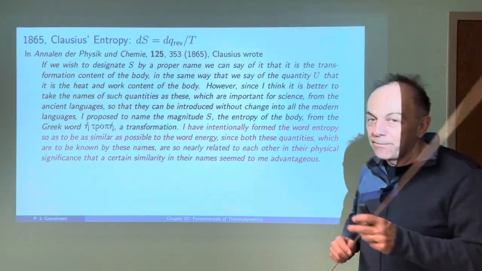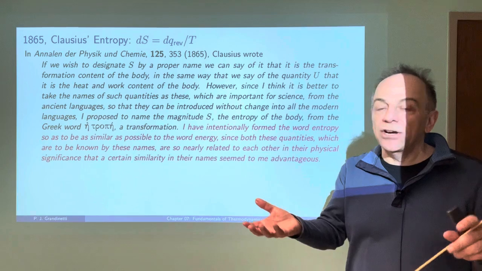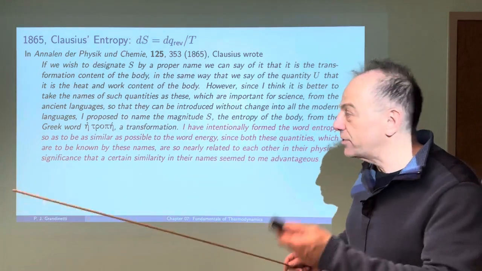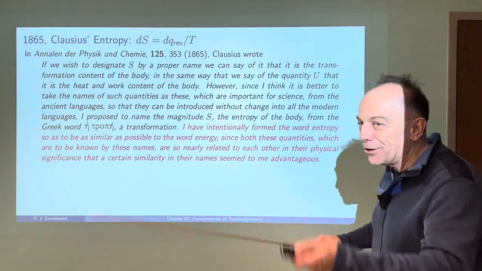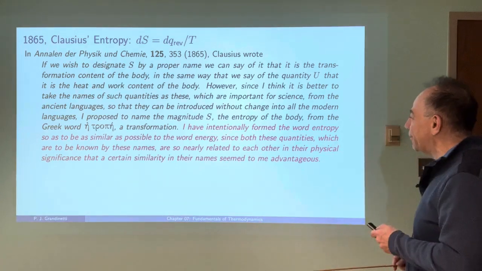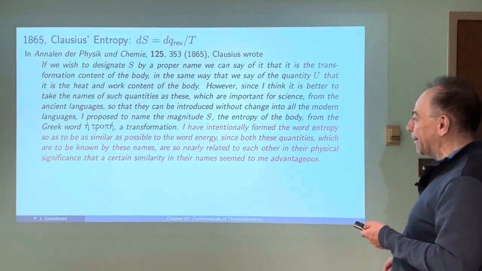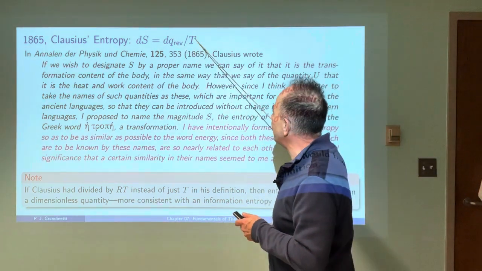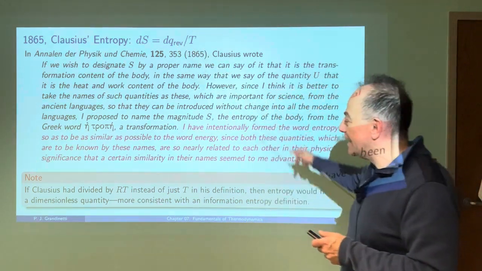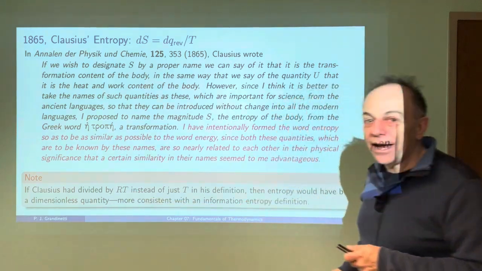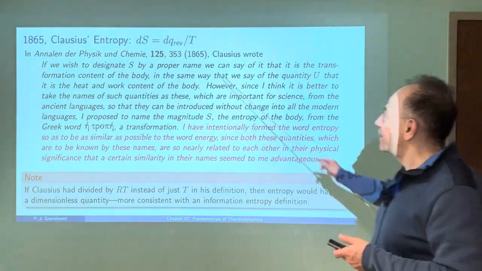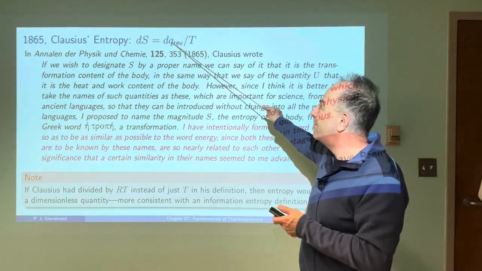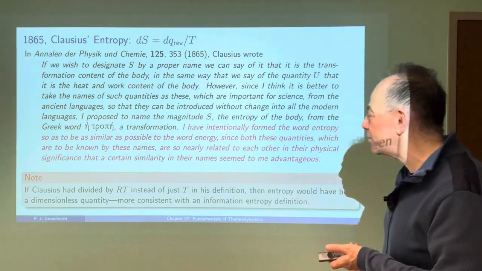Okay, so he thought that this new state function is just as important as energy in trying to understand thermodynamic processes, that entropy and energy were equally important. One thing I will note is that if in his definition, instead of dividing by T, Clausius had divided by RT, then RT would have the dimensions of energy, Q has the dimensions of energy, and entropy would have been a dimensionless quantity.